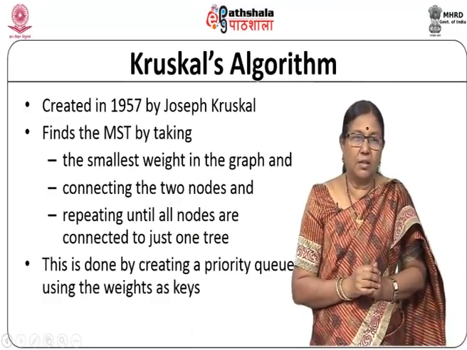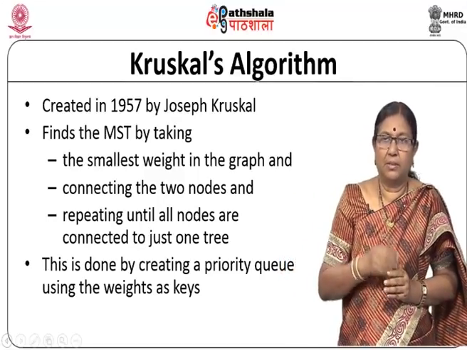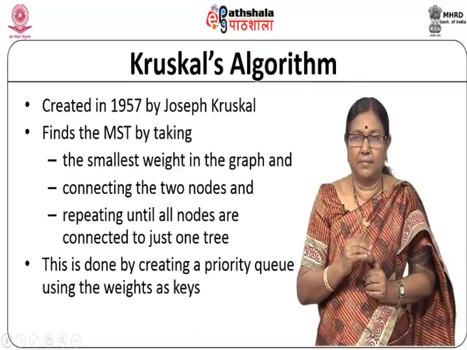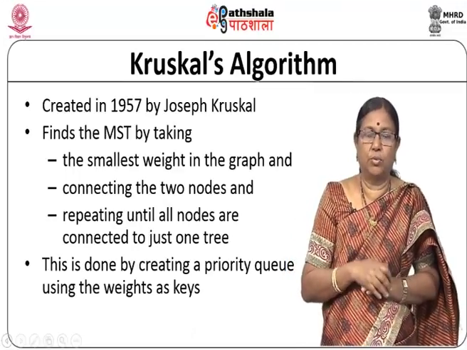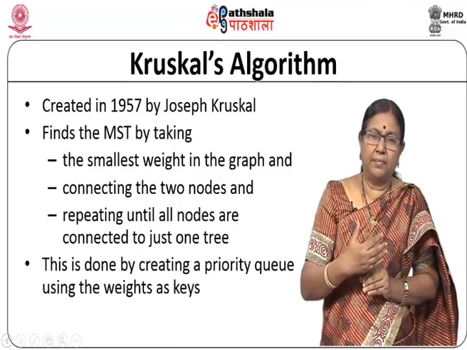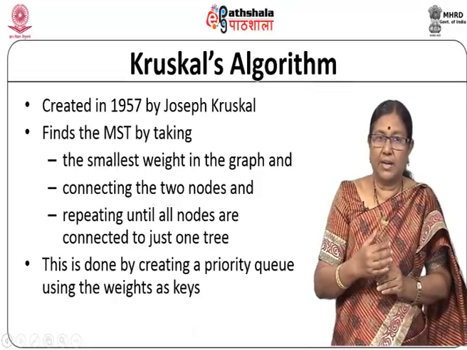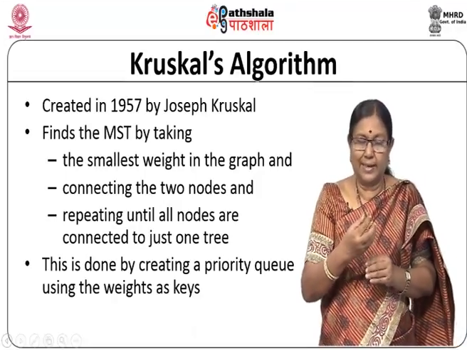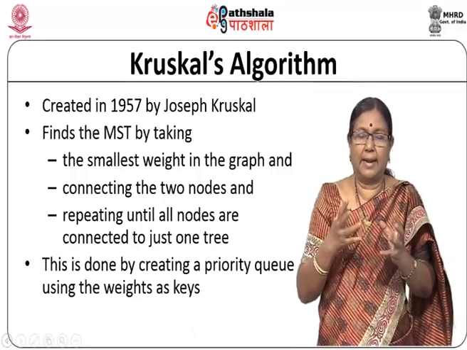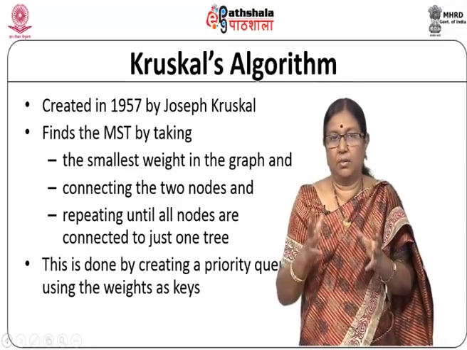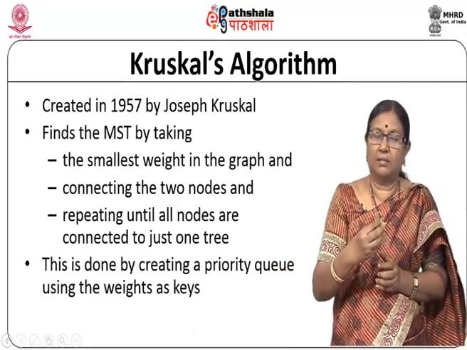Kruskal's algorithm was created in 1957 by Joseph Kruskal, and this is the crux of the algorithm. It finds a minimum spanning tree by taking the smallest weight in the graph and connecting two nodes, and we keep on repeating until all nodes are connected into just one tree. Please note, when you are connecting the smallest weight in the graph and connecting two nodes, you may land up with disjoint components. This is done by creating a priority queue, to find out the smallest weight.